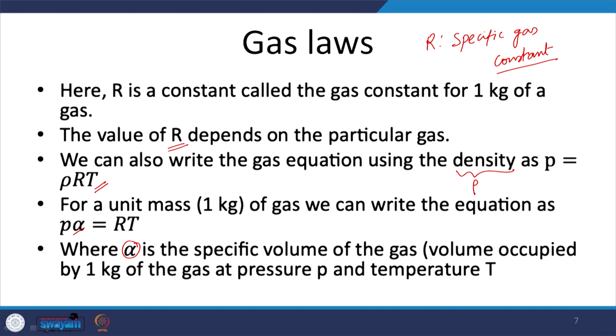So, alpha is simply 1 by rho. Rho is defined as mass by volume. That means alpha is defined as volume per mass, the volume occupied per unit mass. That means 1 kg is unit mass, and the volume that is occupied by this 1 kg mass is the specific volume. So, the specific volume is certainly different for different types of gases, right.